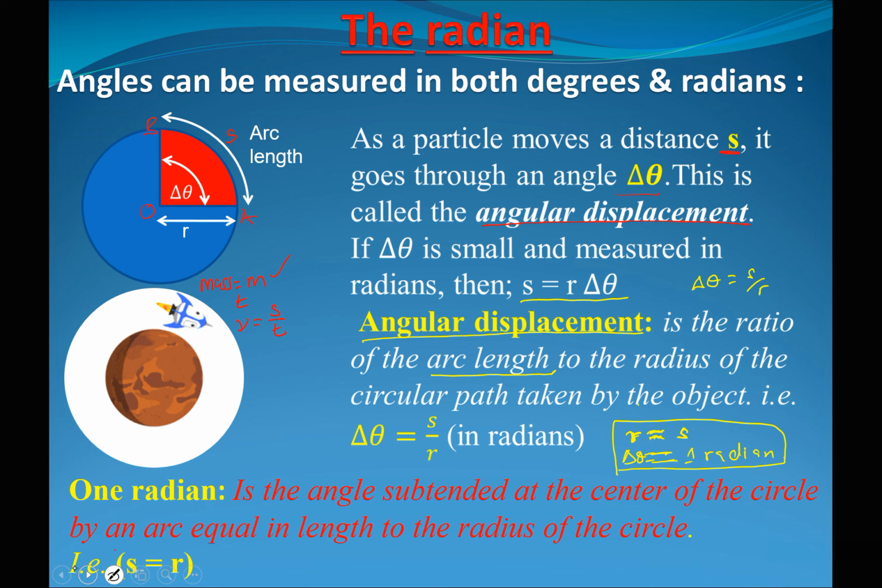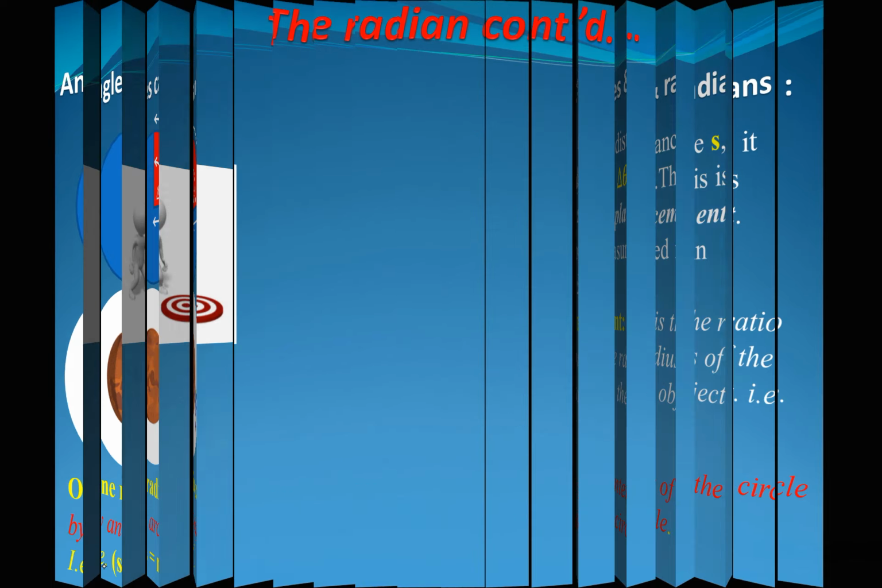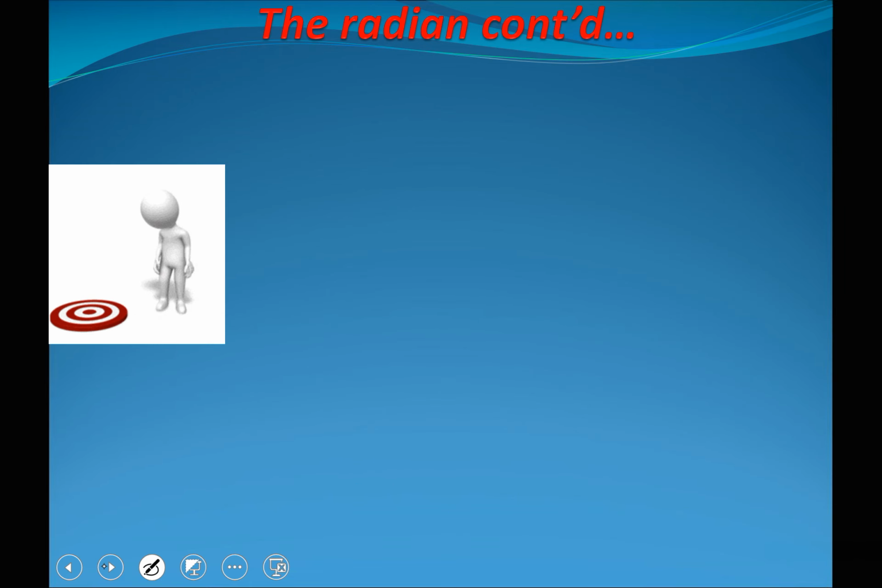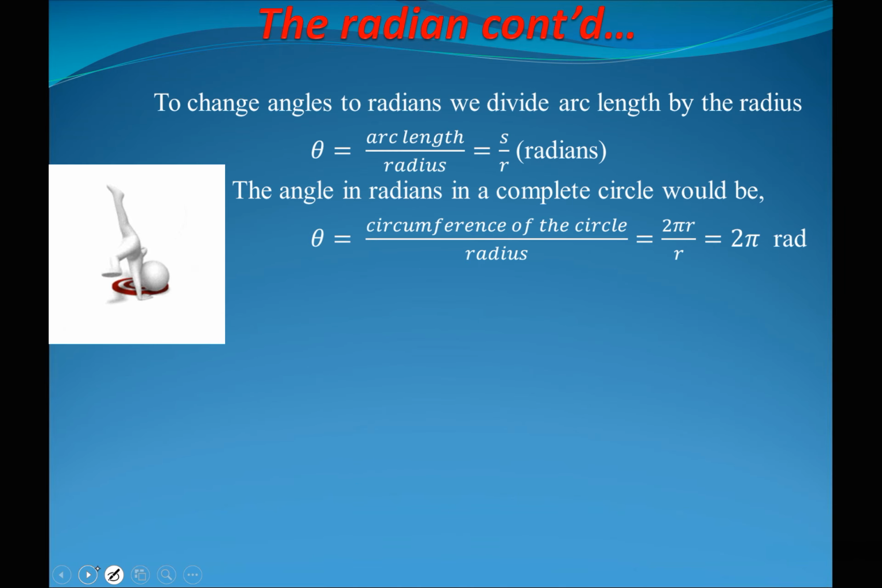Okay, let's continue the concept of the radian even further by trying to use the radian in many things. So remember, the body was moving in a circular path, and we said the angle was equal to 1 radian when the arc length is equal to the radius. So from the angular displacement, theta equals arc length over radius, which was s over r.